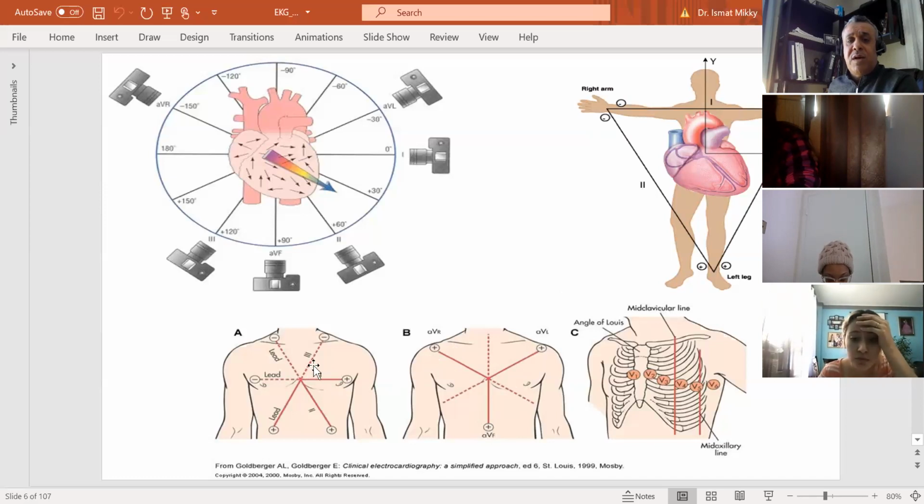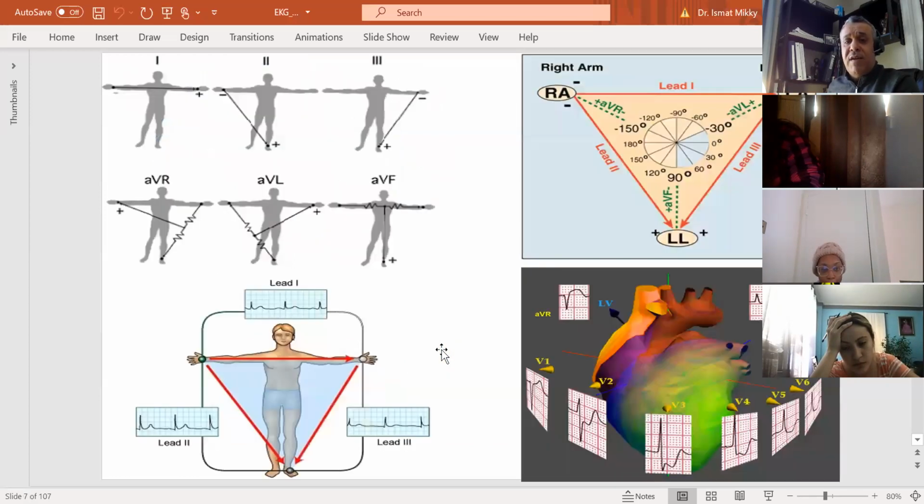So the first one is AVR, which is augmented vector right, goes from the heart to the right arm. Augmented vector left, AVL, goes from the heart to the left arm. And then the last one, augmented vector foot, goes from the heart to the left foot or leg. So these are the directions for the peripheral leads: 1, 2, 3, AVR, AVL, AVF.